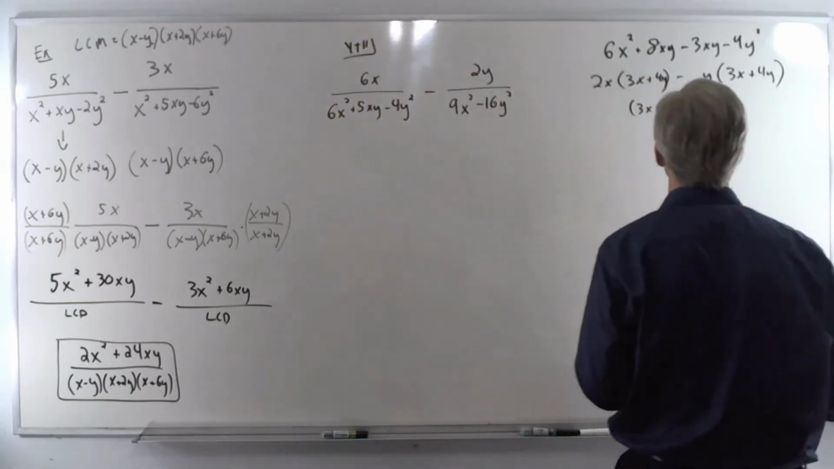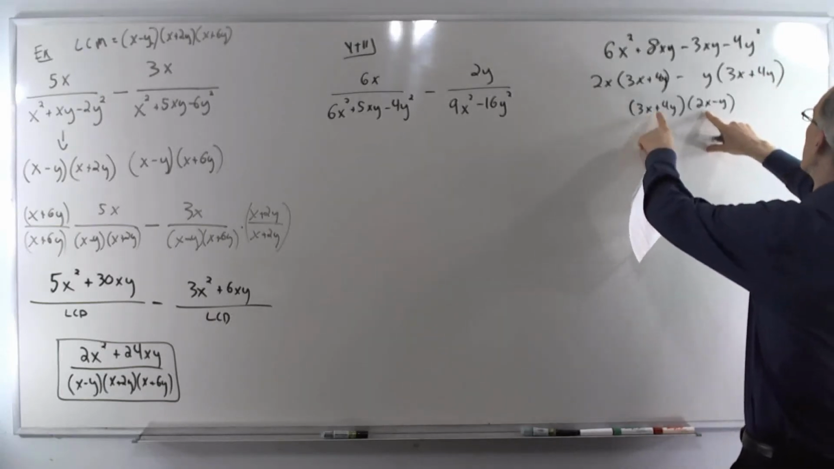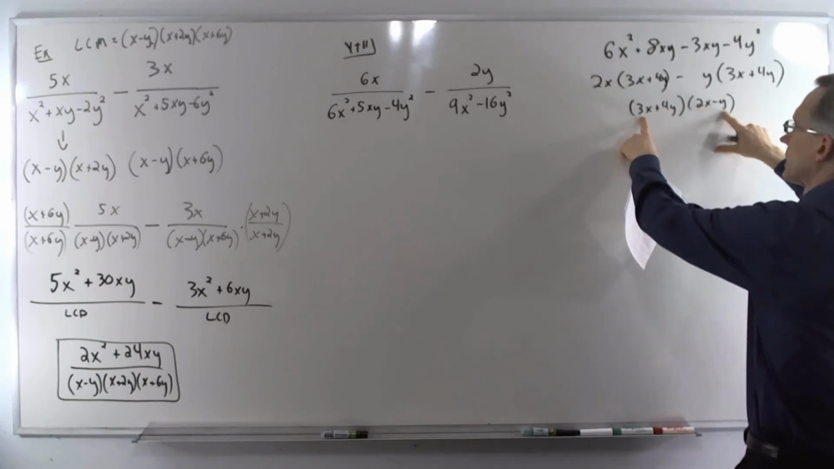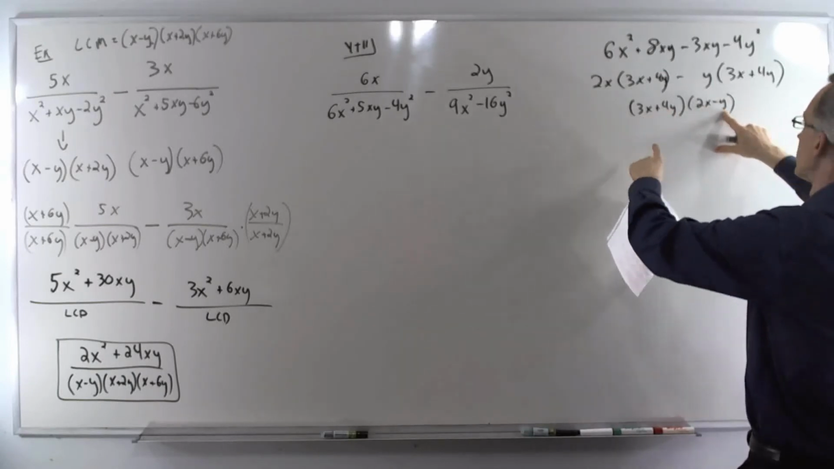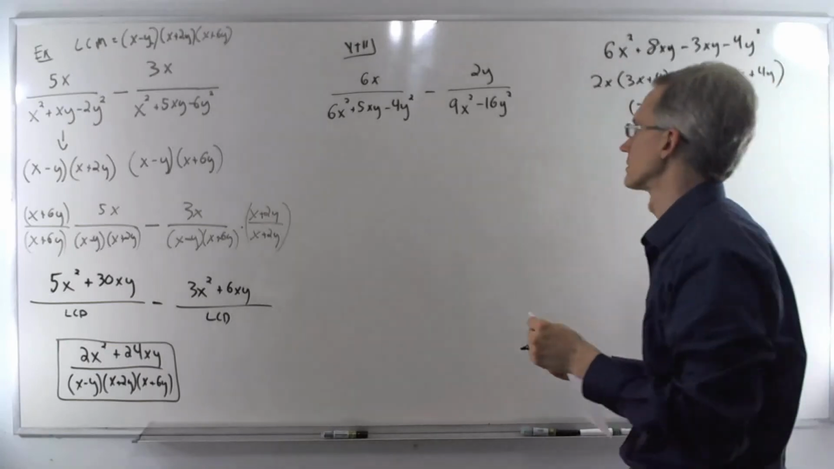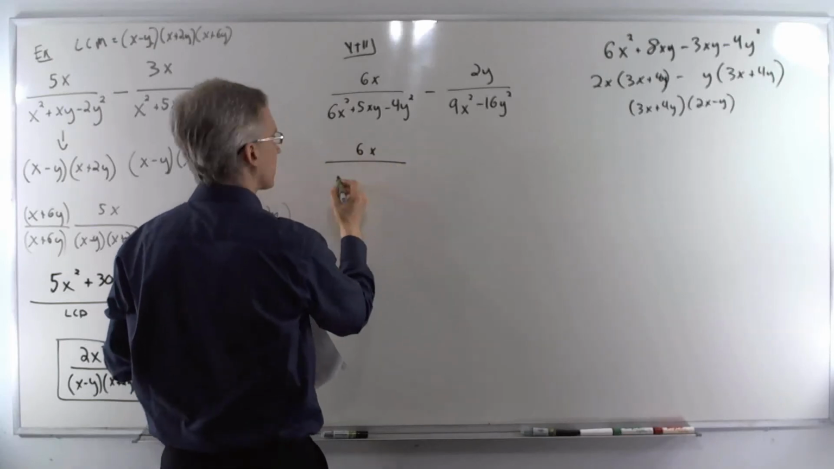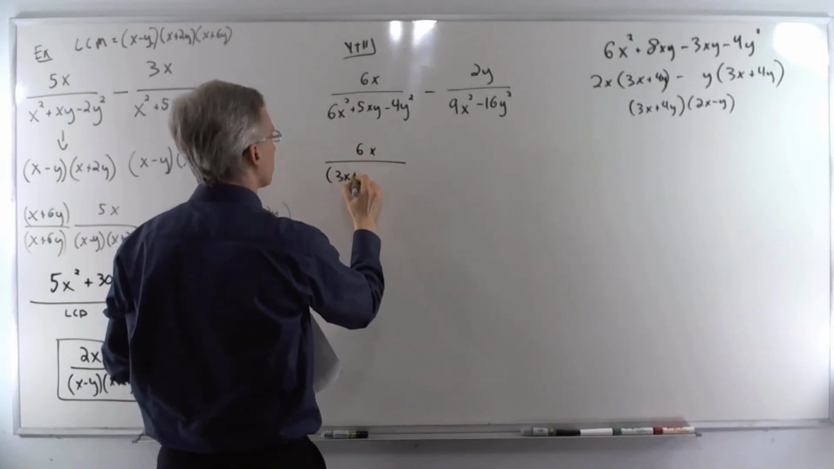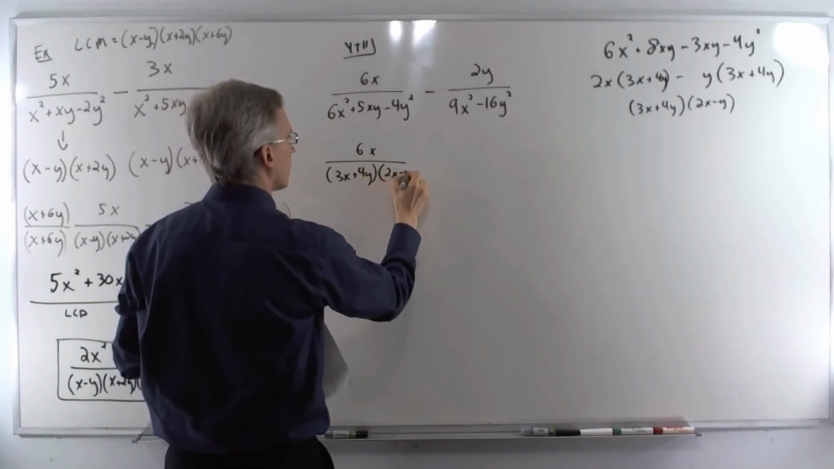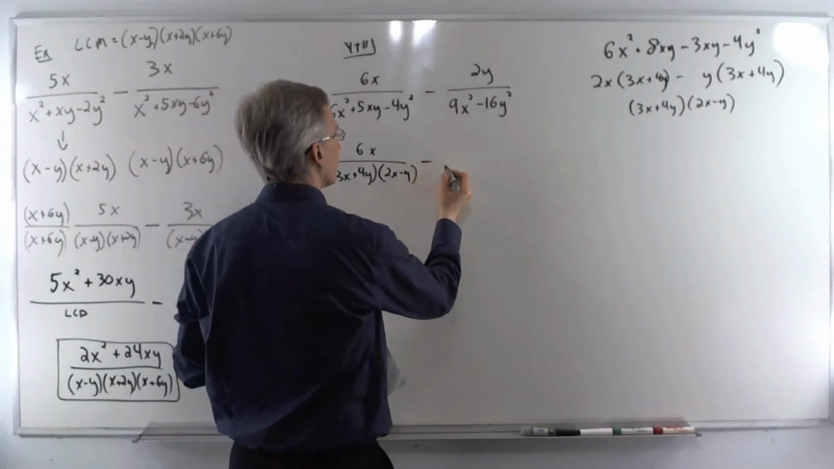All right, this is a little trickier, so I'm going to FOIL to check. 3x times 2x is 6x squared. Here we got plus 8xy minus 3xy, so that adds up to 5xy. And y times negative y is negative 4y squared, so that works. Alright, so this one is 6x over 3x plus 4y times 2x minus y.